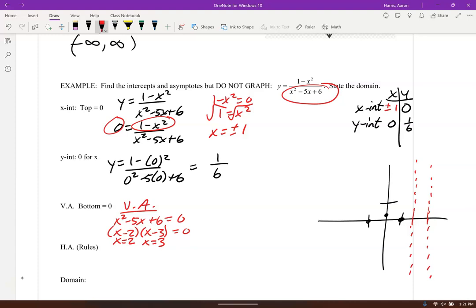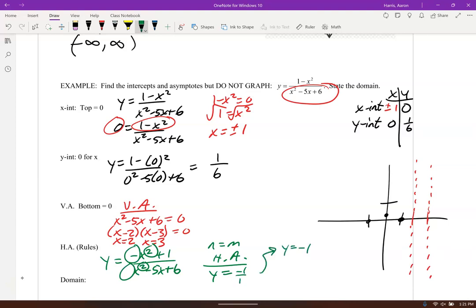Now the horizontal asymptote on this, notice the degree of the top, and I'm going to write this in standard form. Instead of 1 minus x squared, I really should have that as negative x squared plus 1. So notice the degree of the top is 2. If they're the same, right? They're the same, 2 equals 2. Take the leading coefficient. The horizontal asymptote will then be negative 1 over positive 1. So the horizontal asymptote is negative 1. There's my y equals negative 1.